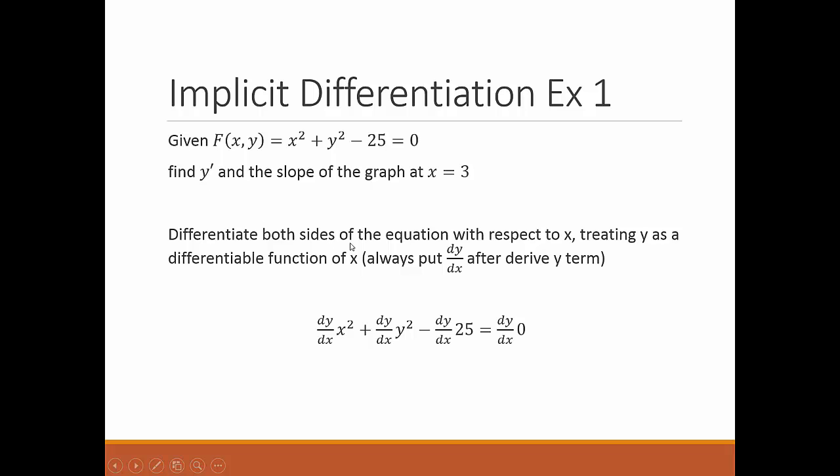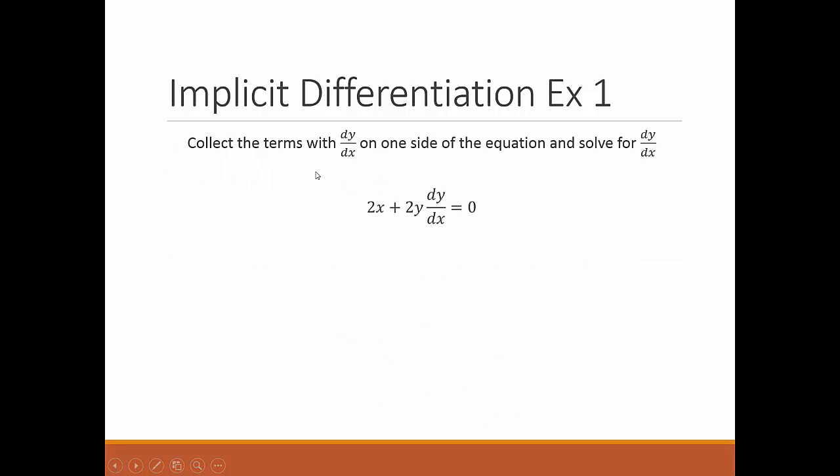So we differentiate both sides of the equation with respect to x. So x squared, I'm going to take the derivative of, y squared, take the derivative of, 25 and 0. And I treat y as a differentiable function of x, so wherever I see a y, I'll take the derivative and I'll put the dy dx after it. So the derivative of x squared with respect to x is 2x. The derivative of y squared is 2y, but because there's not an x there, we have to add this implicit part, the dy dx, and then the derivative of the constants are just 0.